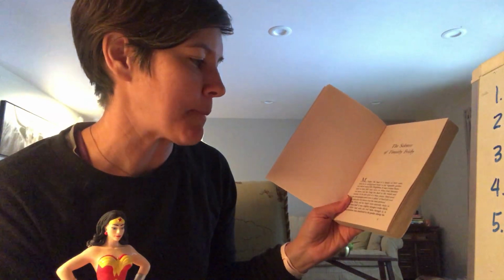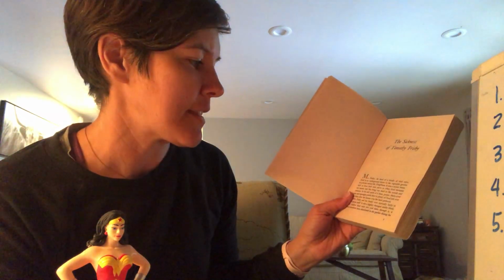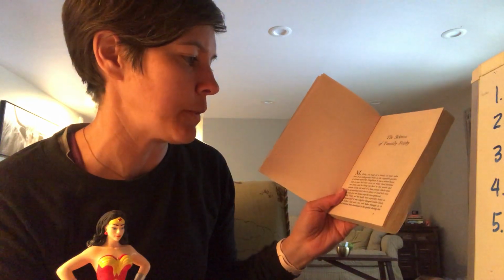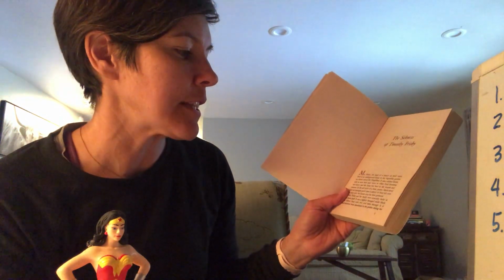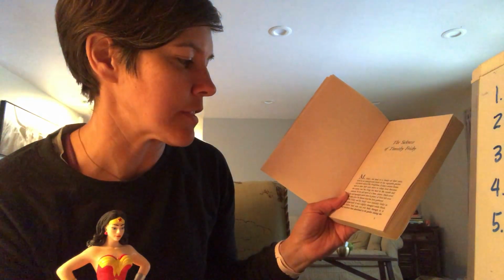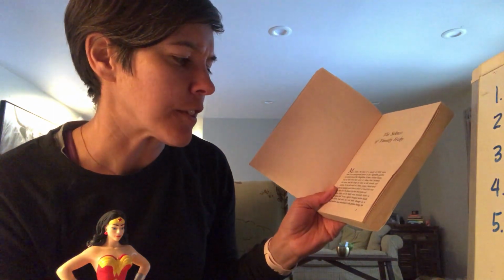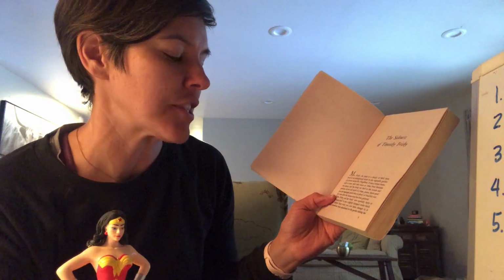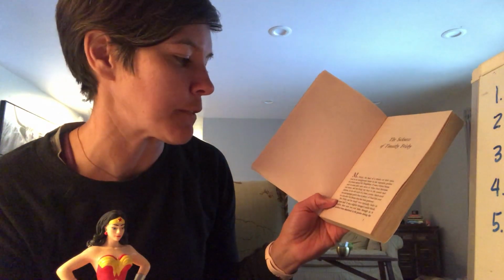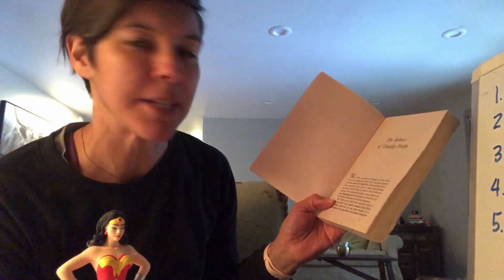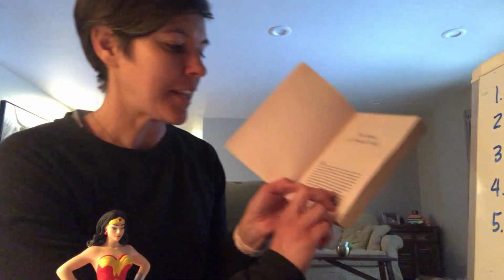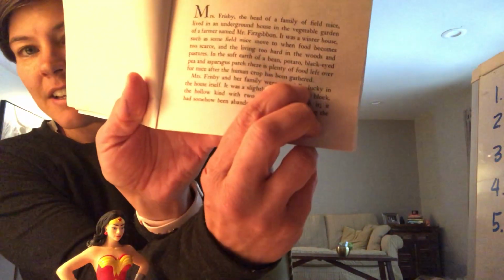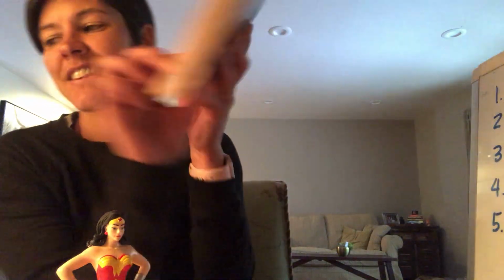Named Mr. Fitzgibbon. It was a winter house, such as some field mice move to when food becomes too scarce and the living too hard in the woods and pastures. In the soft earth of a bean, potato, black-eyed pea, and asparagus patch, there is plenty of food left over for mice after the human crop has been gathered. There's another one. Gathered. There's my third word.